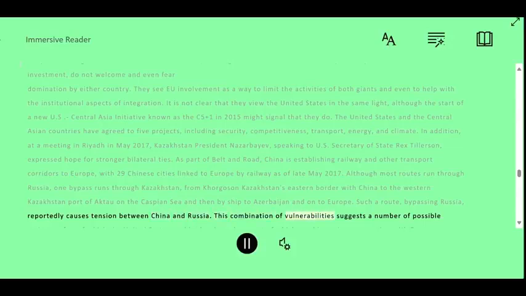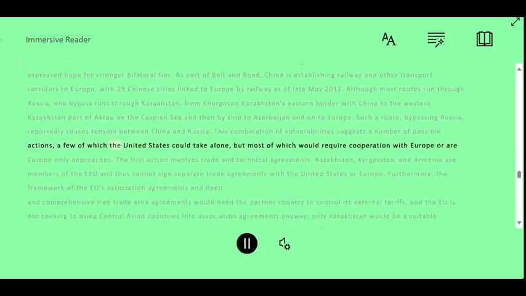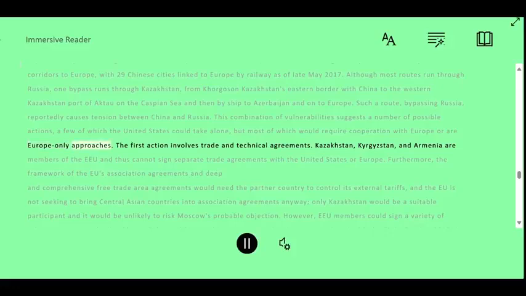This combination of vulnerabilities suggests a number of possible actions, a few of which the United States could take alone, but most of which would require cooperation with Europe or are Europe-only approaches. The first action involves trade and technical agreements.